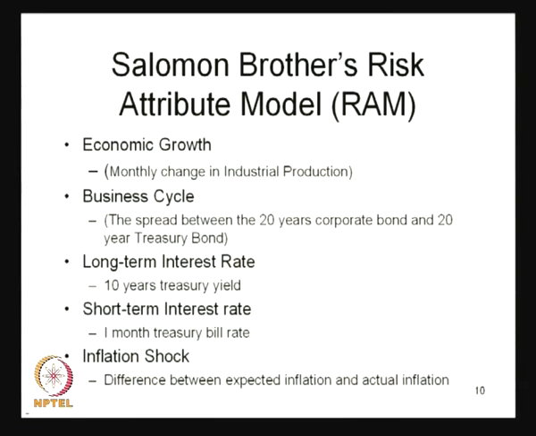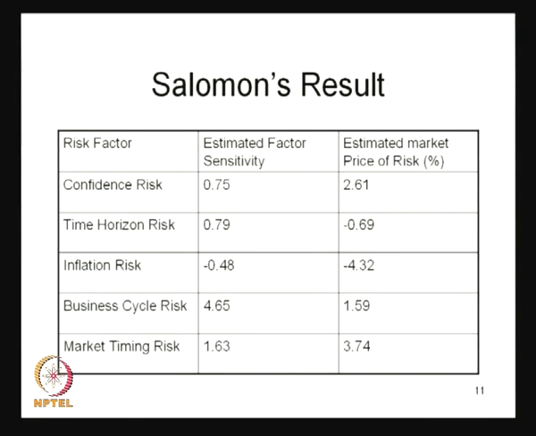Then they have taken the short term interest rate, which is represented by the 1 month treasury bill rate, because they found that, according to them, the short term interest rate has short term dynamics, and the long term interest rate has long term dynamics. And then they have inflation shock. Inflation shock is what they have measured as the difference between the expected inflation and the actual inflation. And after considering all this, they found that these are the factors which play a significant role in the determination of the stock return.